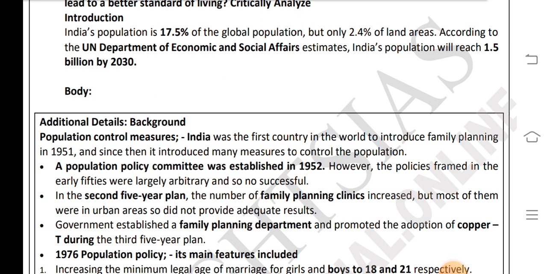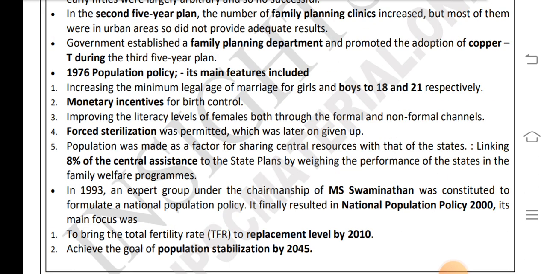Question number 70: Discuss the effectiveness of population control measures in India. Will a decrease in population lead to a better standard of living? Critically analyse. Introduction: India's population is 17.5% of the global population, but it has only 2.4% of the land area. According to the UN Department of Economic and Social Affairs estimates, India's population will reach 1.5 billion by 2030. Body: additional detail and background.